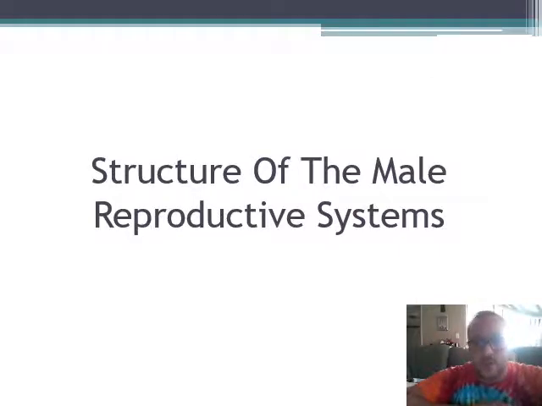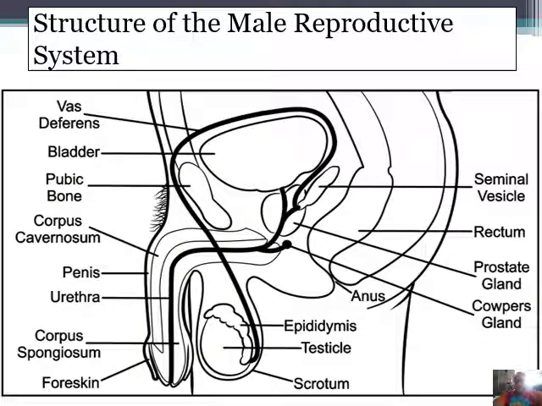Now we're going to look at the structure of the male reproductive system. In this, we're going to specifically look at the primary organs, which are the testicles. We're going to look at ducts, so all the tubes, and the accessory organs which come off of those tubes and help with the motility of sperm. And finally, we're going to look at the external genitalia, which is known as the penis itself. So let's have a look at the structure of a male reproductive organ.